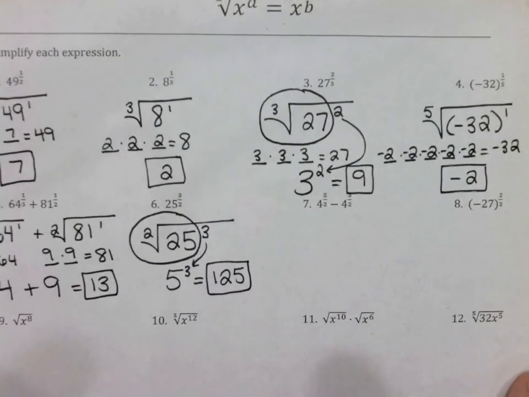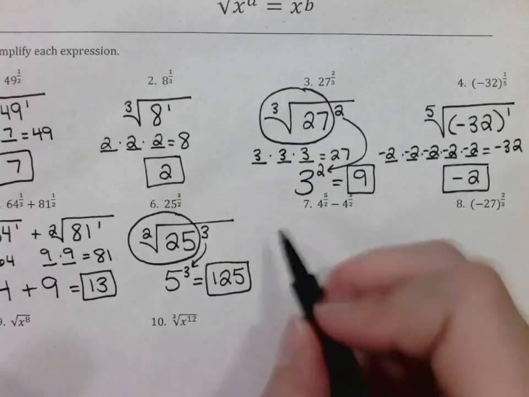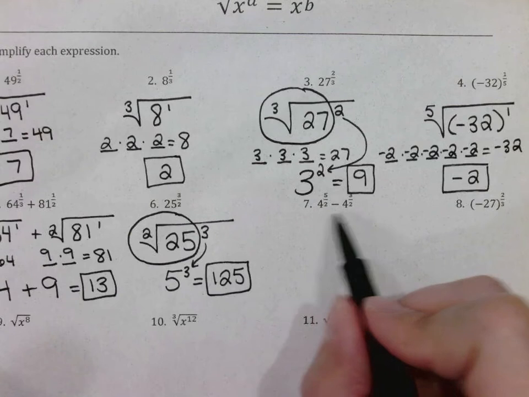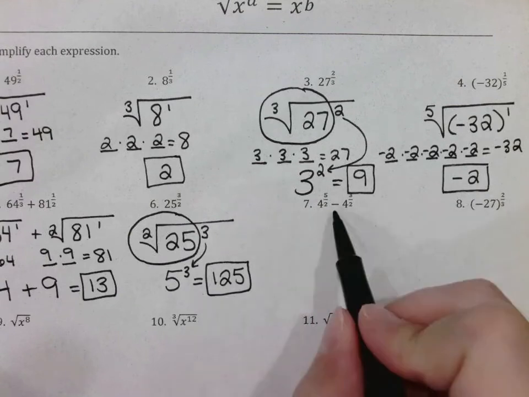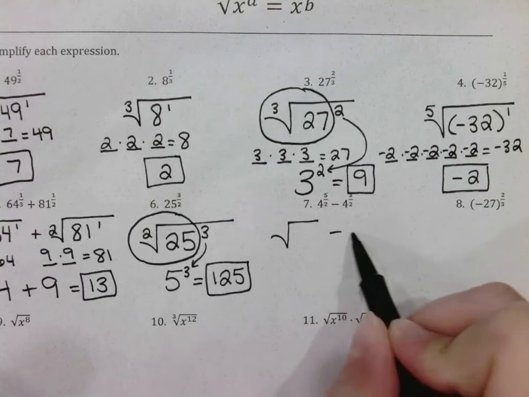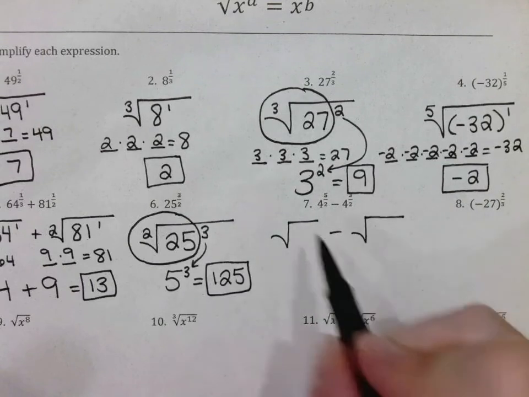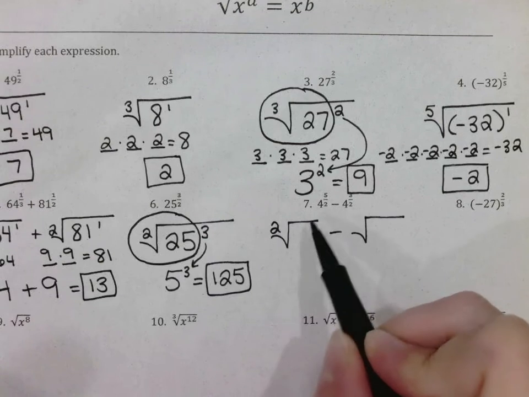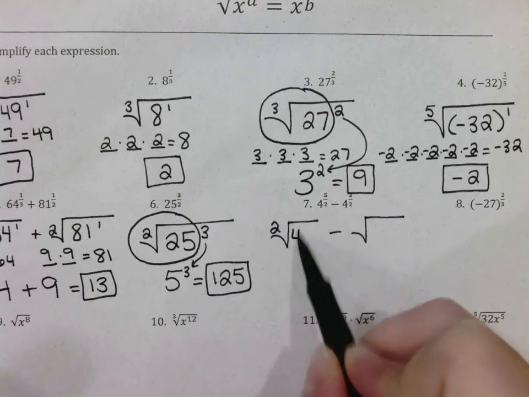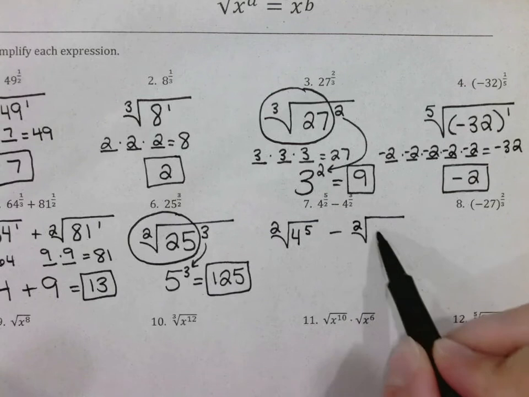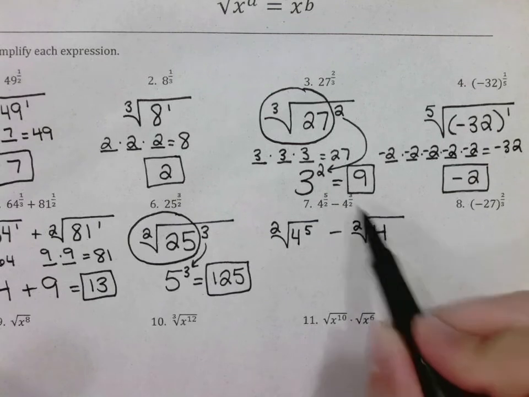On to the next. Okay, so for these, I'm going to treat them separately, and then I'll subtract the 2. So I'll go ahead and draw my radicals. For this one, our index is 2. Our radicand is 4 to the 5th. And for this one, our index is 2, and our radicand is 4 to the 3rd.